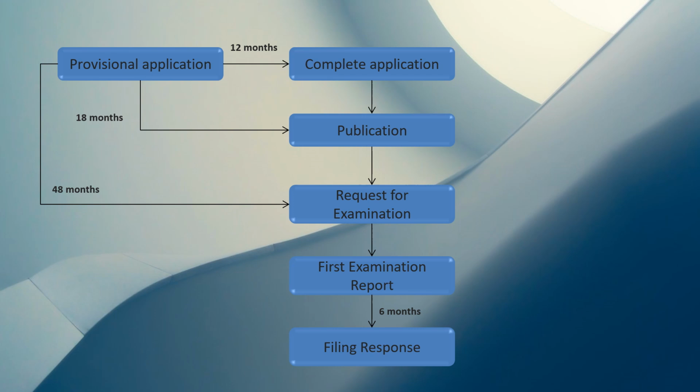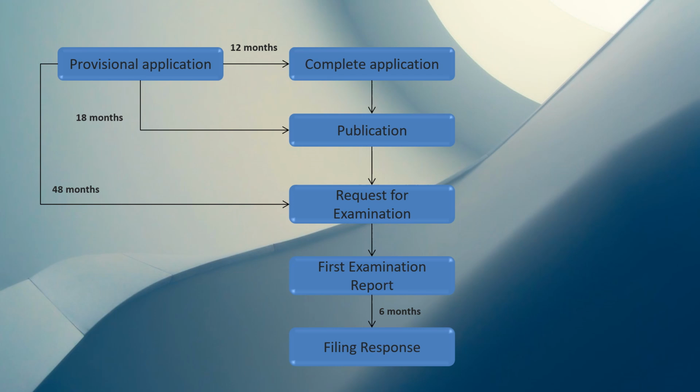So request for examination can be filed anytime within 48 months from the date of priority. So if I had filed a provisional application in June 2023, I will have 48 months, which is 4 years, to file the request for examination. So I can file it along with the complete application also, or I can wait till the 48-month period and file it even on the end date. That depends on the inventor, the applicant who is filing the application.